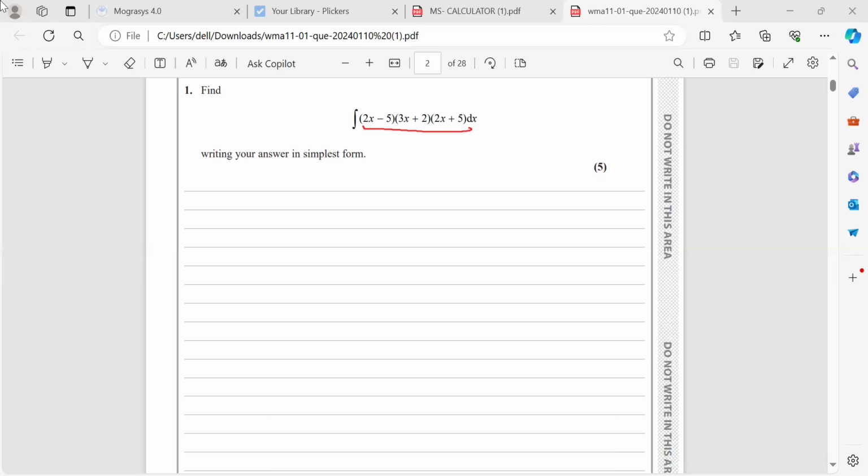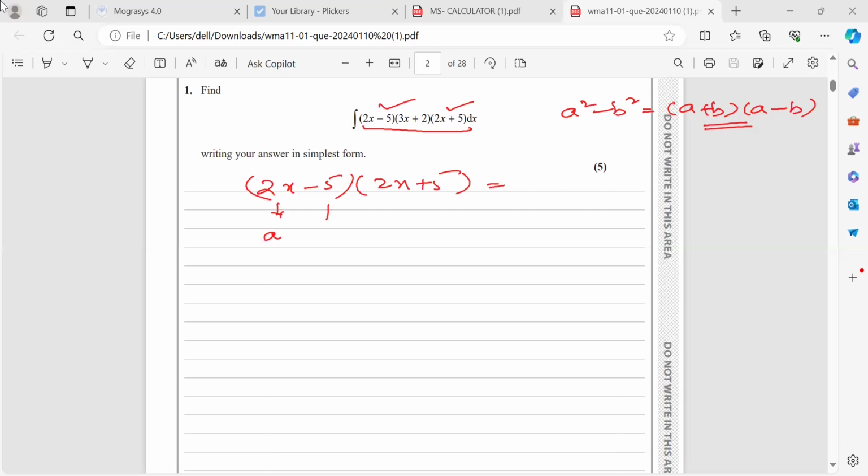So first of all, we take the two factors. Here we have 2x minus 5 times 2x plus 5. If you remember the formula a squared minus b squared, this becomes a plus b times a minus b. So we apply the same formula here, keeping this 2x as a and this 5 as b. So we get here 2x squared minus 5 squared.